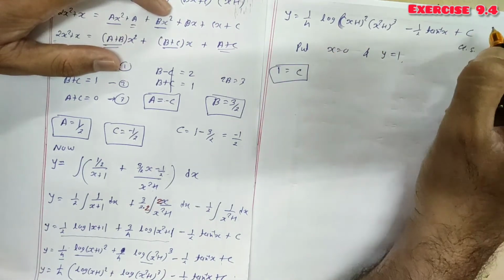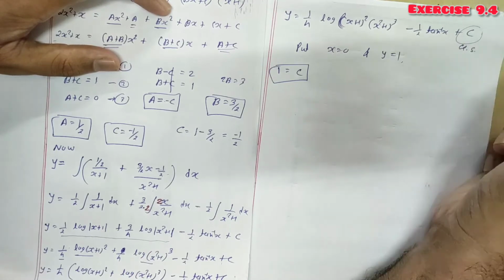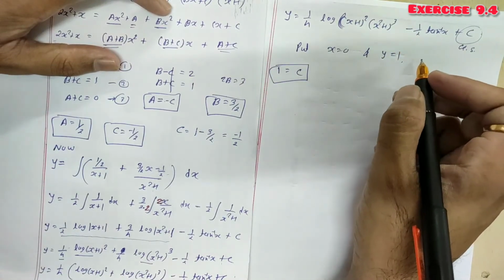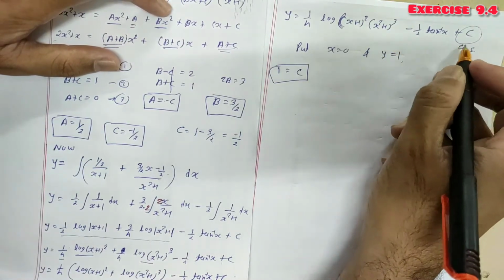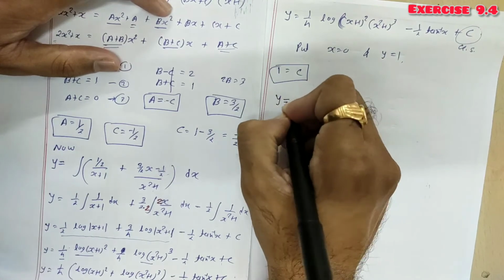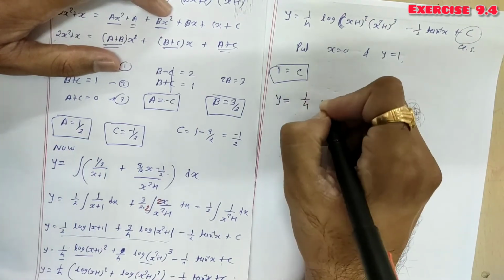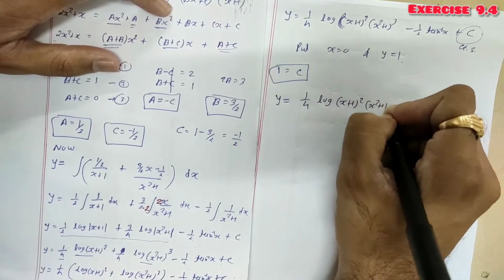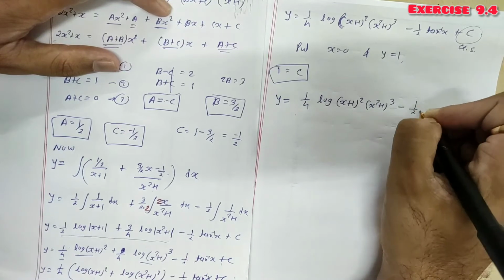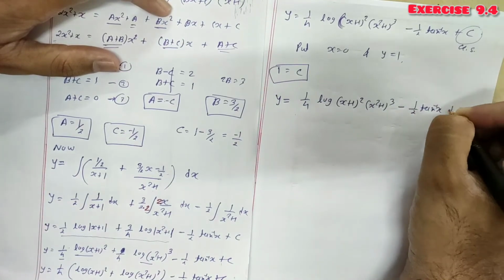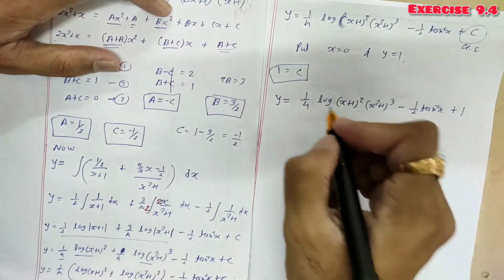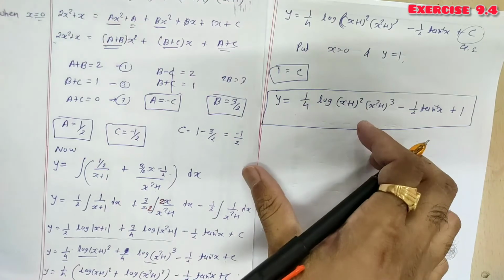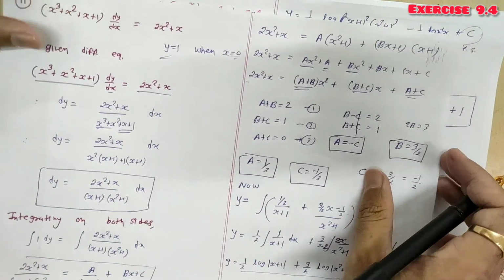General solution means it is in terms of the arbitrary constant c. By using the value of the condition, we will find the value of that arbitrary constant. So we are getting the particular solution. Now put c equal to 1, that is our particular solution. So the particular solution is y equal to 1 by 4 log (x+1)² (x²+1)³ minus 1 by 2 tan inverse x plus c, and that c is 1. This is the particular solution for the given differential equation, done according to the given condition.